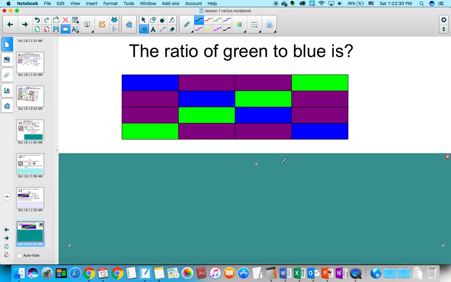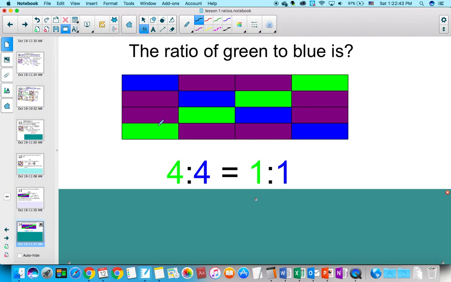So what is the ratio from green to blue? Right? We can do this one. Pause the video if you want to do it on your own. So what is the ratio of green to blue? Well, we have 1, 2, 3, 4 greens, and we have 1, 2, 3, 4 blues, right? We have a 1 to 1 ratio, right?